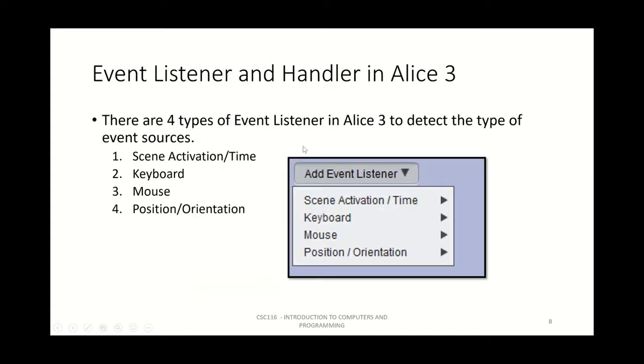We have four types of event listeners in Alice to detect the type of event sources. We have scene activation or time, keyboard event listener, mouse event listener, and the position or orientation event listener. These are the types of event listeners in Alice.